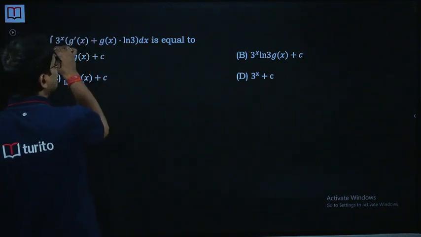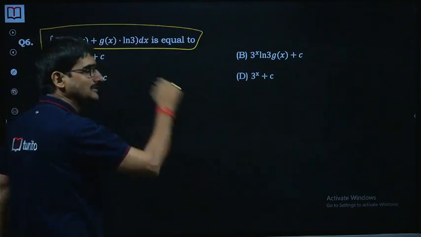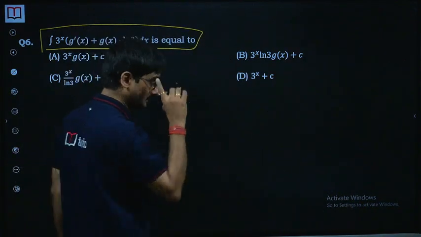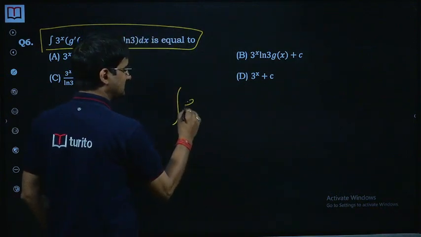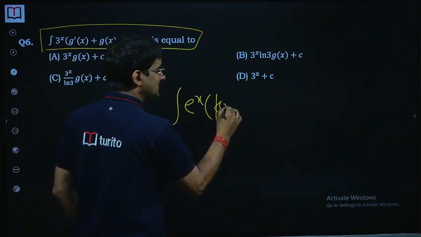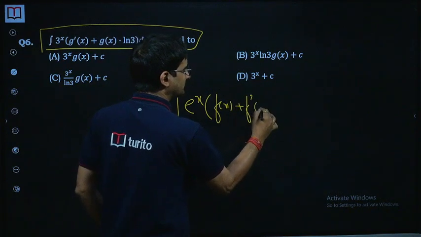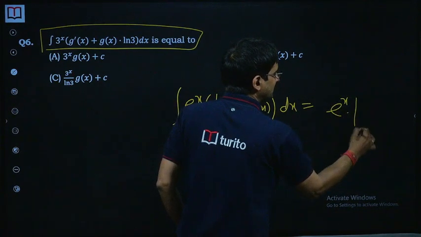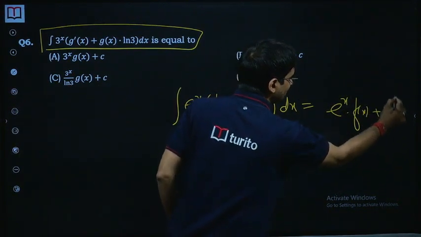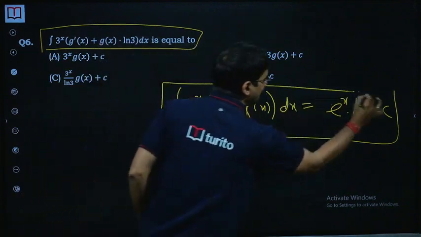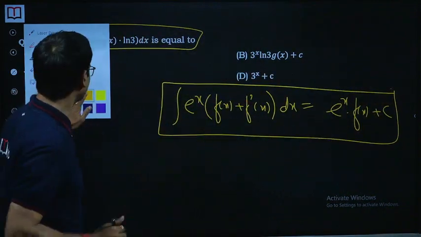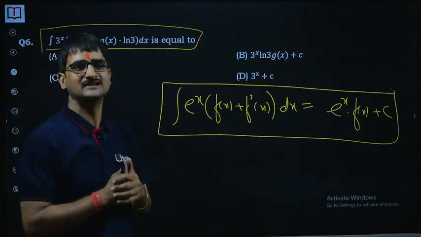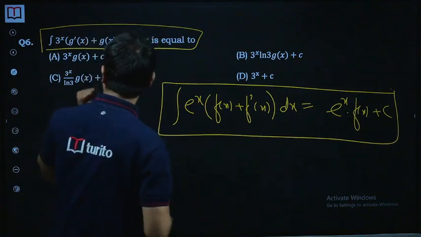Question number 6. The purpose of taking up this question is that we already know, in the integration by parts segment, there is a result: the integral of e raised to the power x times f of x plus f dash of x is e raised to the power x into f of x plus c. We all remember it. If not, then remember it now and don't forget this. But here the problem is, it's not e raised to the power x. It's 3 raised to the power x.